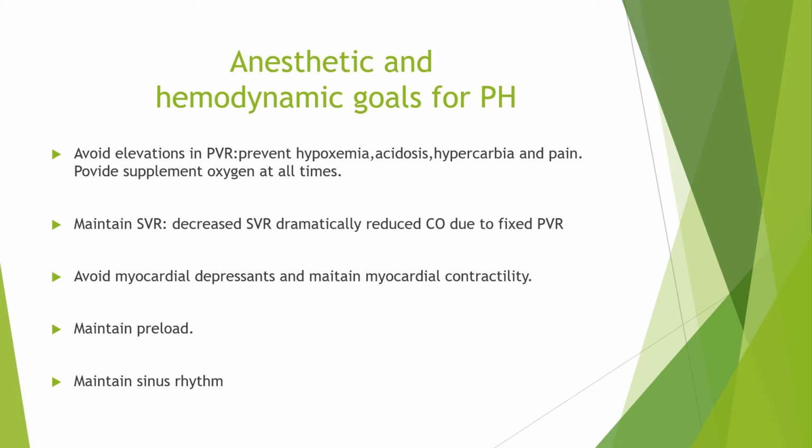Avoid myocardial depressants and maintain myocardial contractility. Of course, avoid inhalation agents as much as possible, as we will discuss later. Maintain preload: I can't have a hypovolemic patient, I must have a euvolemic patient who has received enough fluids. Maintain sinus rhythm. These are the general principles, or anesthetic goals, in anesthetizing a patient with pulmonary hypertension.